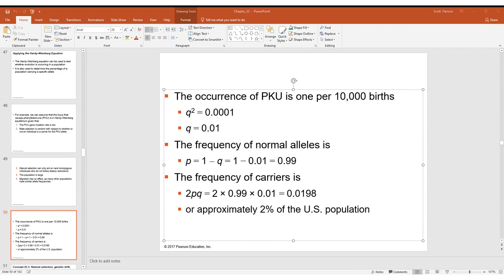So that's how you can actually use the Hardy-Weinberg equation then to calculate the proportion of homozygous P in the population, homozygous Q in the population, and also you can calculate then from there those in the population that are heterozygotes.